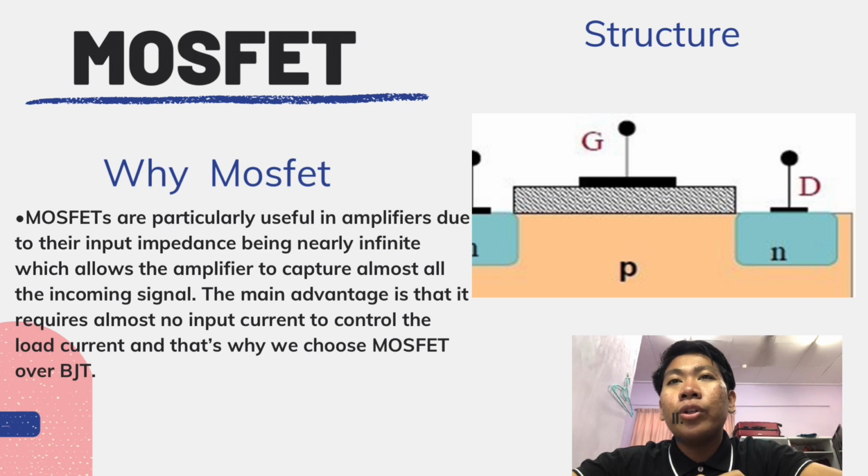Okay, then we go to MOSFET. Why MOSFET? MOSFETs are particularly useful in amplifiers due to their input impedance being nearly infinite, which allows the amplifier to capture almost all the incoming signal. The main advantage is that it requires almost no input current to control the load current, and that's why we choose MOSFET over BJT.